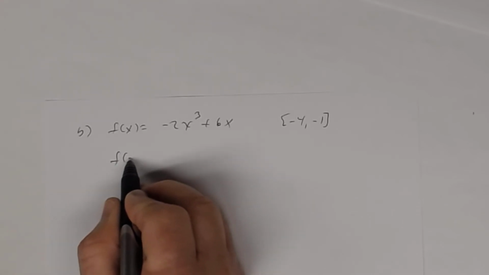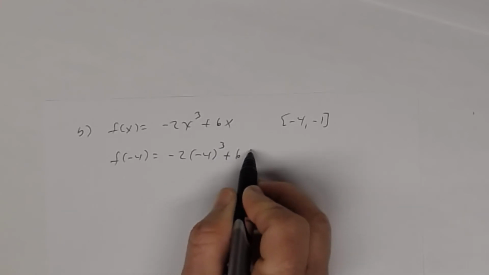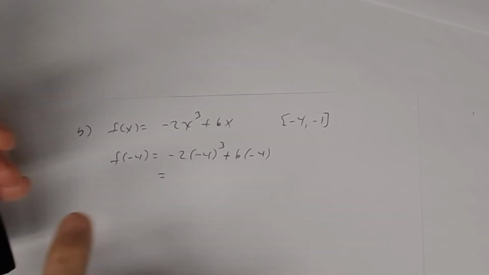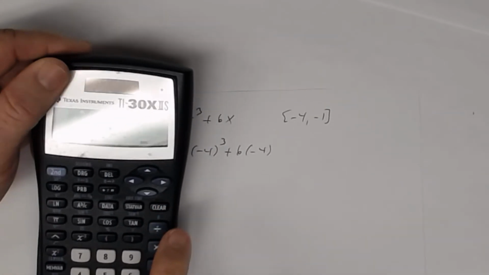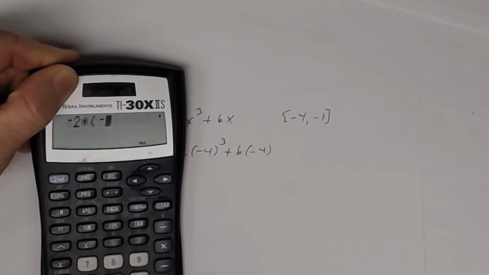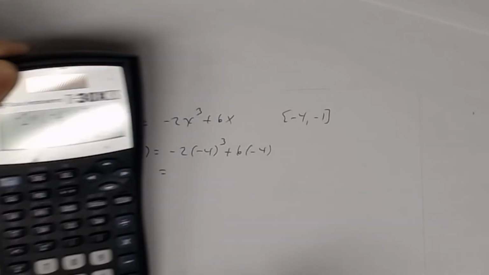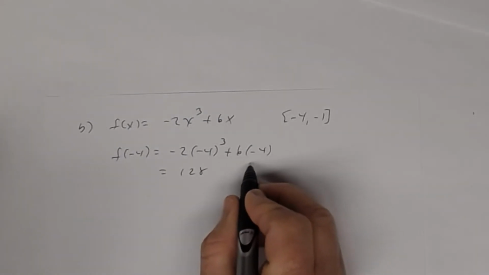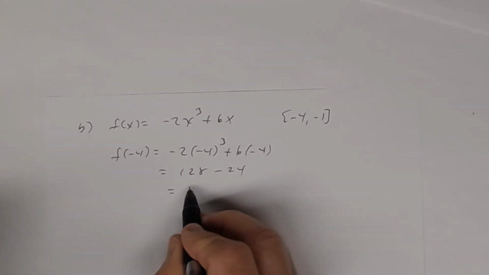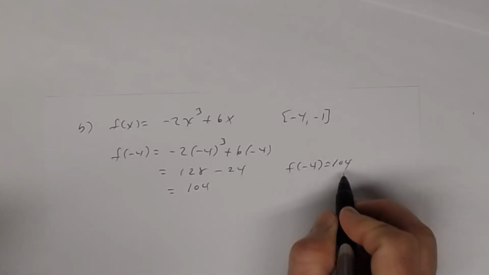All right, so let's find f of negative 4. f of negative 4 would be negative 2 times negative 4 cubed plus 6 times negative 4. So let's see what that is. Negative 2 times, in parentheses, a negative 4 cubed, and so that's positive 128. 6 times negative 4 is a negative 24. So 128 minus 24 is 104. So f of negative 4 is 104.